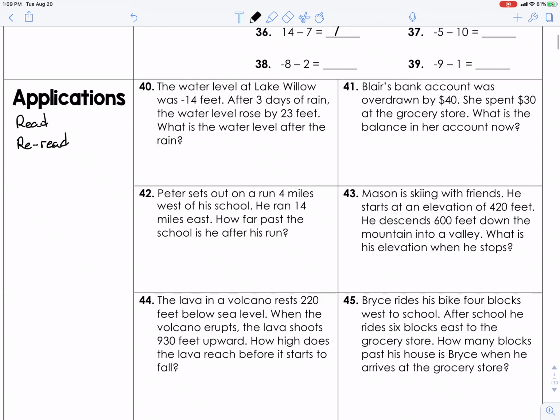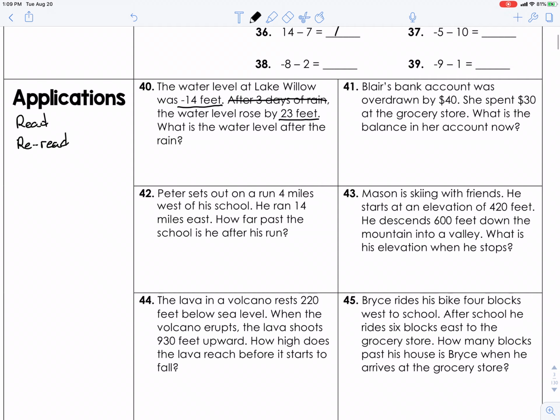Now, if we go through number 40, I can see 3 numbers right off the bat. I see a -14, I see a 3, I see a 23. But only 2 of those numbers go together, because I'm not going to be doing anything with the days. This means nothing to me. I want this and I want that. So the water level at Lake Willow was -14 feet. That means it was low. The water level rose by 23 feet. That means it went from -14. I have to go to the right on my number line 23 units.